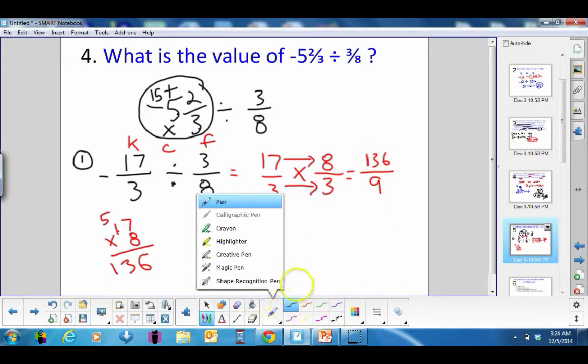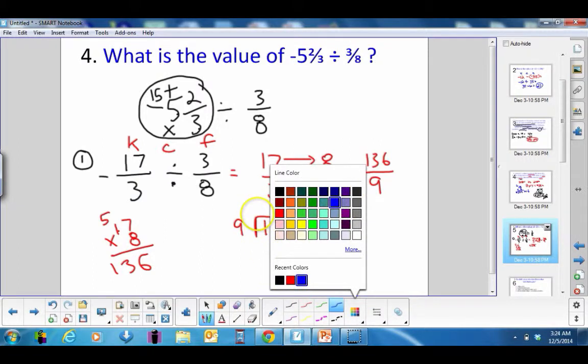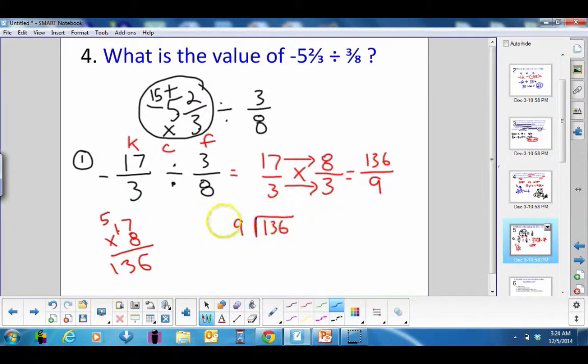Now I'm going to go ahead and divide the numerator and denominator out. So I have 136 on the inside, 9 over here. I'm going to change my color real quick. Okay, 9 goes into 13 one time, I have 4 left over. I bring down my 6. 9 goes into 46 5 times. 5 times 9 is 45. I have 1 left over.